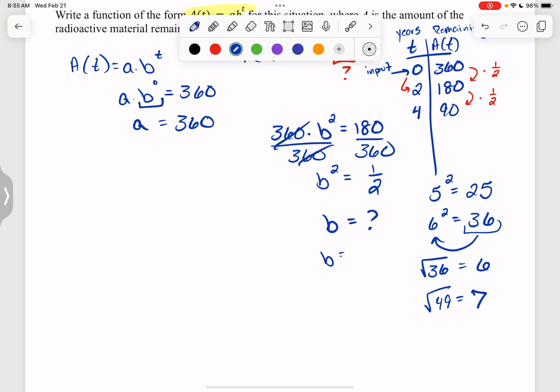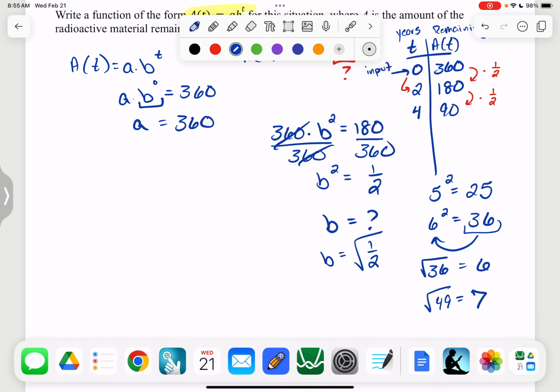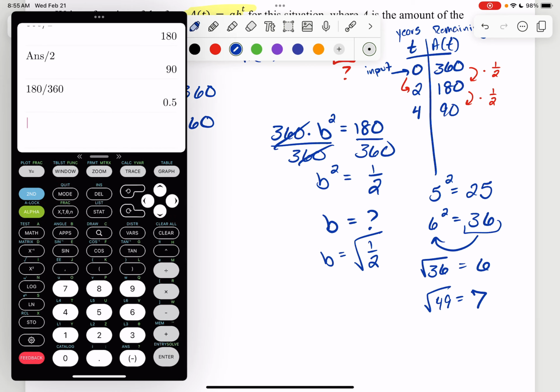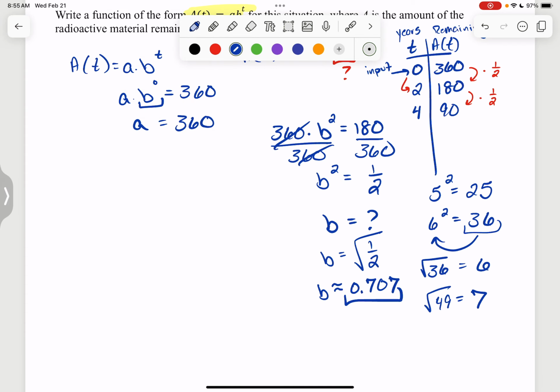So b is going to be equal to the square root of 1/2. So if I square root 1/2, let's grab my calculator. Let's take the square root, which is the button I have to hit second, x squared. So it's the button just kitty corner from the 7. And I can actually type in that fraction 1/2. The square root of 1/2 is approximately 0.707. We'll go 3 decimal places. So I now found my base.